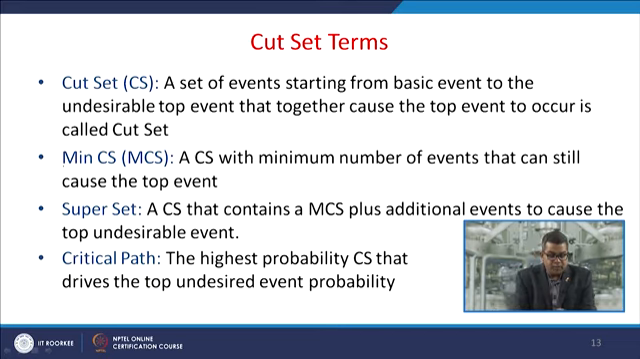One is the minimum cut set, sometimes referred to as MCS. This is a cut set with a minimum number of events that can still cause the top event. There is a superset. This is a cut set that contains a minimum cut set plus additional events to cause the top undesirable event. The critical path is the highest possibility cut set that drives the top undesirable event probability.